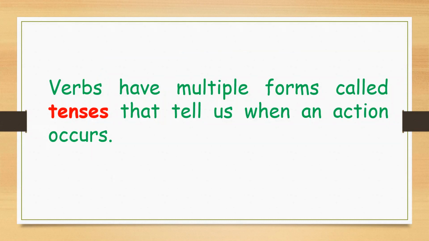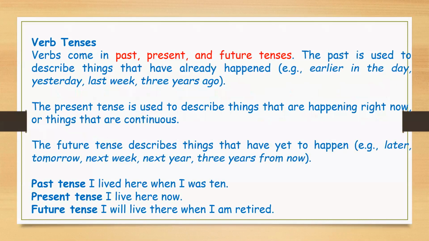So verb tenses will tell you the accurate form in which the action is taking place. We'll move further. Verb tenses. Verbs come in past, present, and future tenses. As I told you, verb tenses are three: past, present, future. Very, very important. Just take a note.